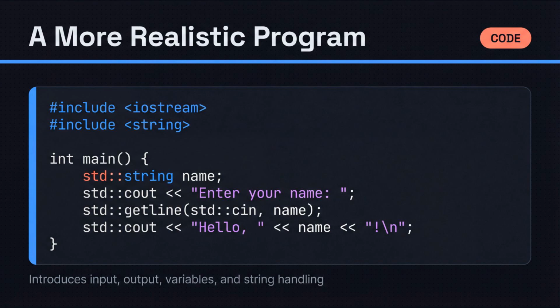Notice we use getline. The extraction operator stops at whitespace, which would truncate a name like Jane Smith to just Jane. getline is the correct tool for reading full-line input.